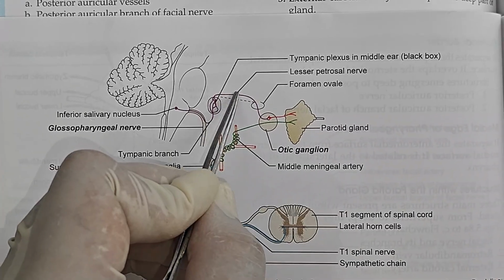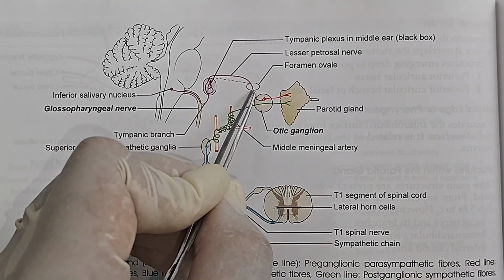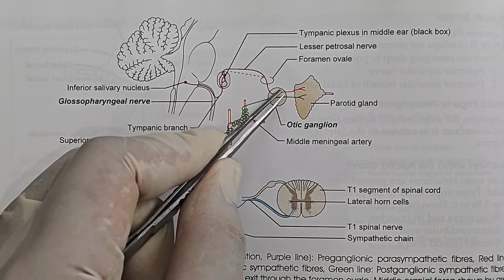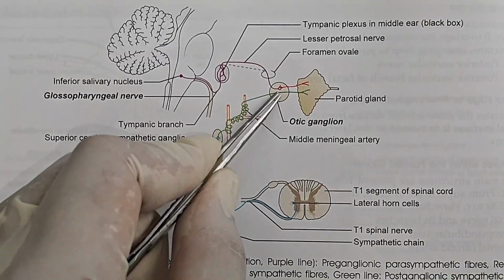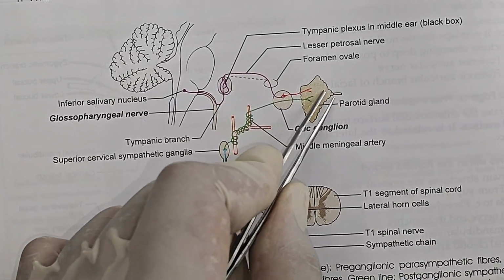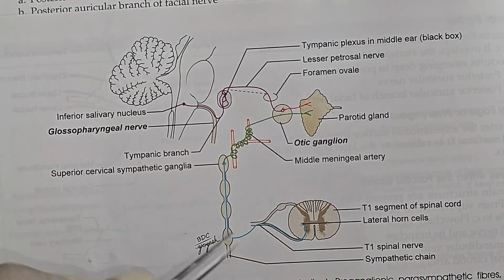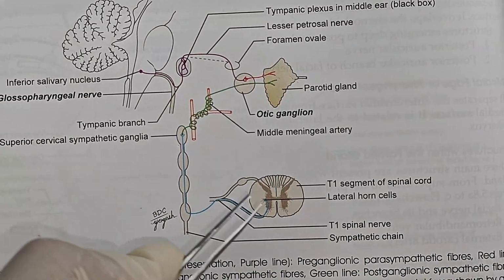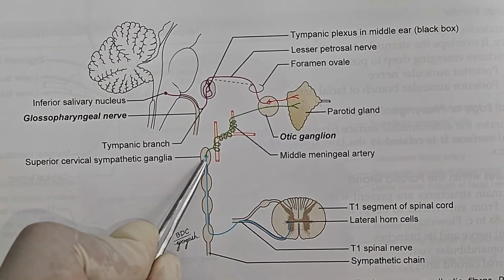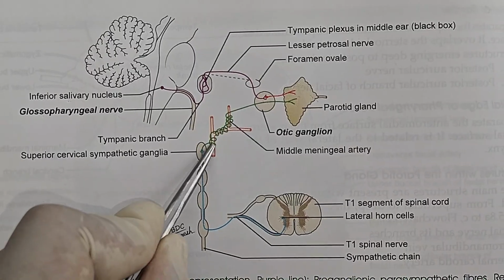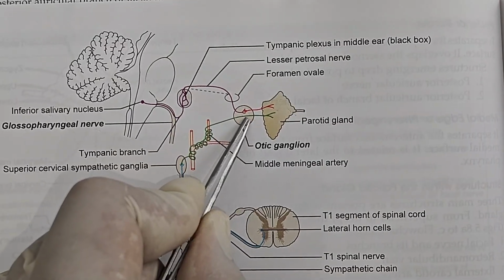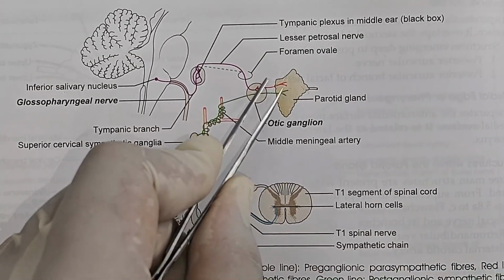After that, it gives the lesser petrosal nerve, which comes out through the foramen ovale and relays inside the otic ganglion. The postganglionic fibers, along with the auriculotemporal nerve, supply secretomotor fibers to the parotid gland. It is a parasympathetic fiber, while the sympathetic fibers come from T1 and relay inside the superior cervical ganglion, and the postganglionic fibers travel along the middle meningeal artery, which innervate the parotid gland without relay inside the otic ganglion.